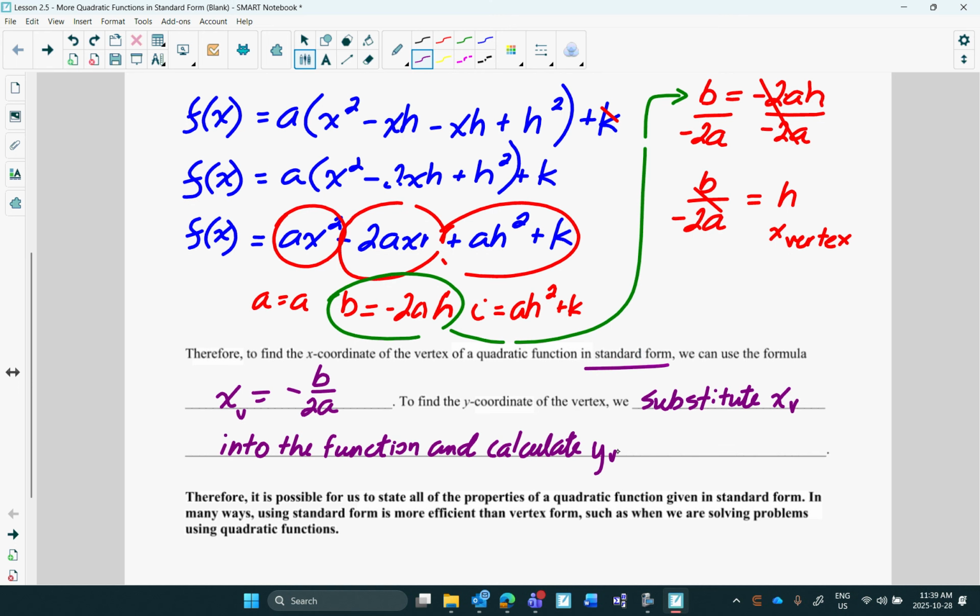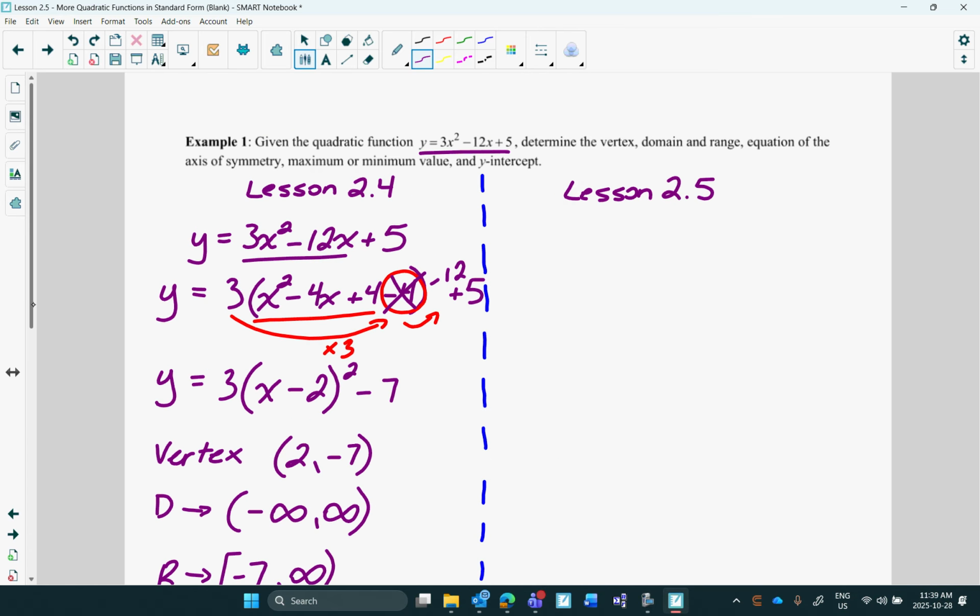Again, don't worry so much about the proof. I did want to show you where it comes from. This is what we need to focus on. So if we go back to that example, this one, I'm going to find the vertex without having to do this work.